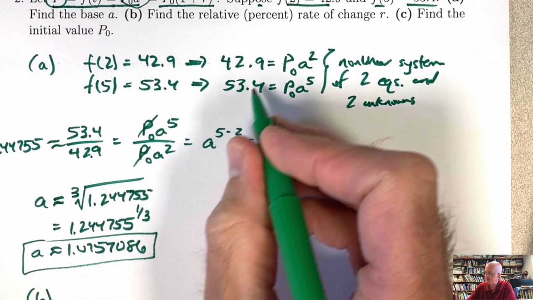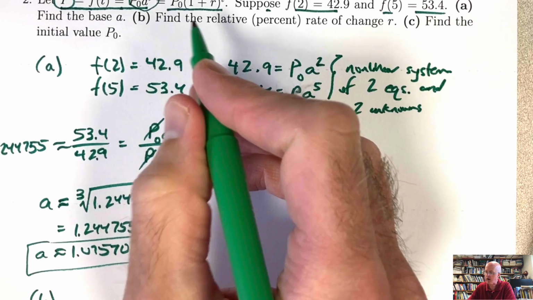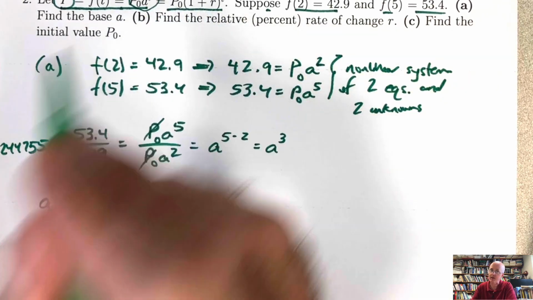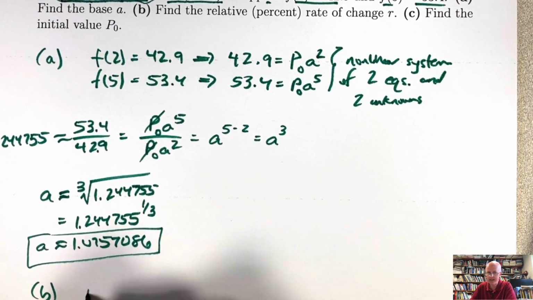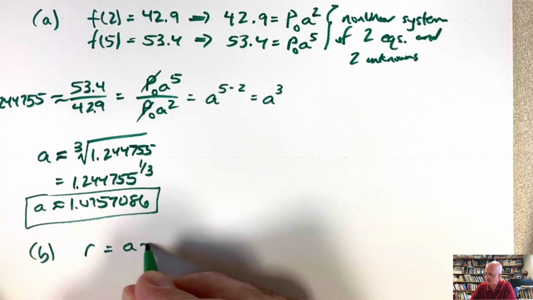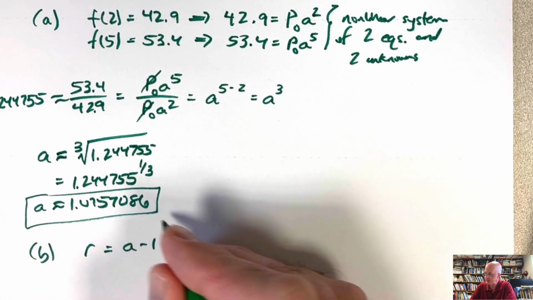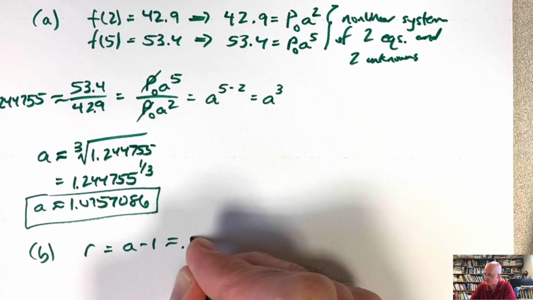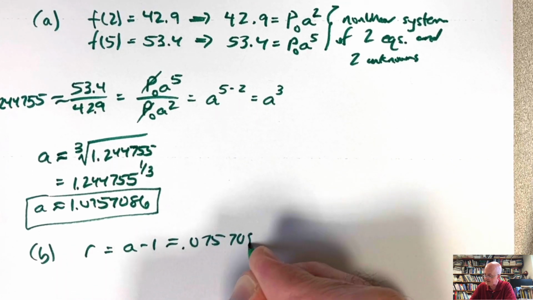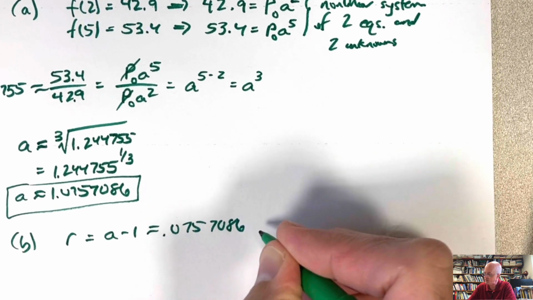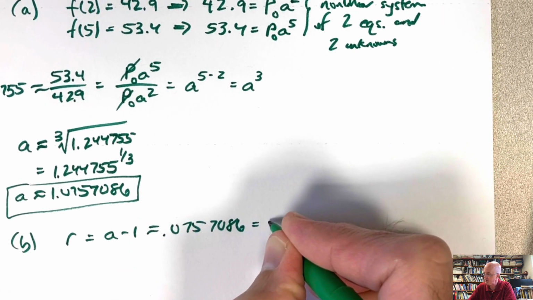Find the relative percent rate of change R. A is 1 plus R, therefore R is A minus 1. This is very easy. R is A minus 1. We did that in the first problem, this kind of thing. Take this number, subtract 1, you get approximately 0.0757086.